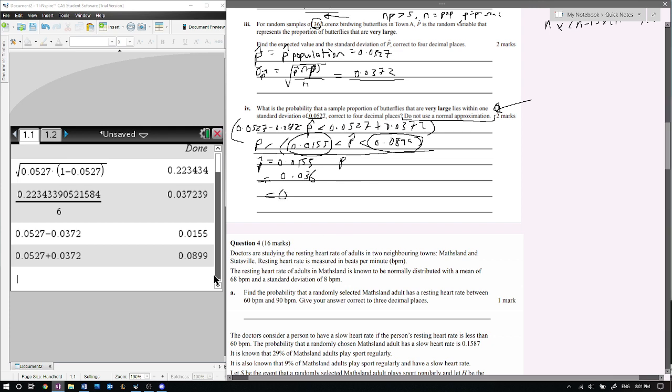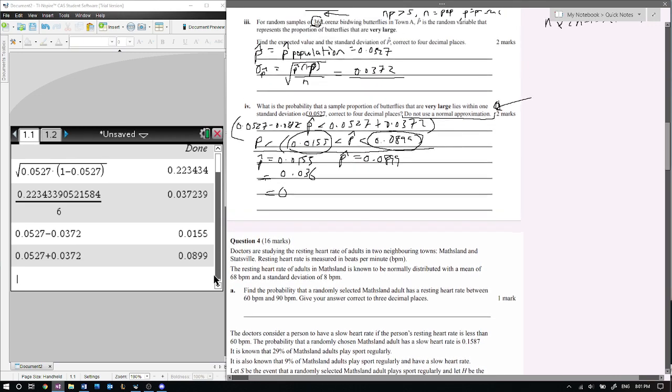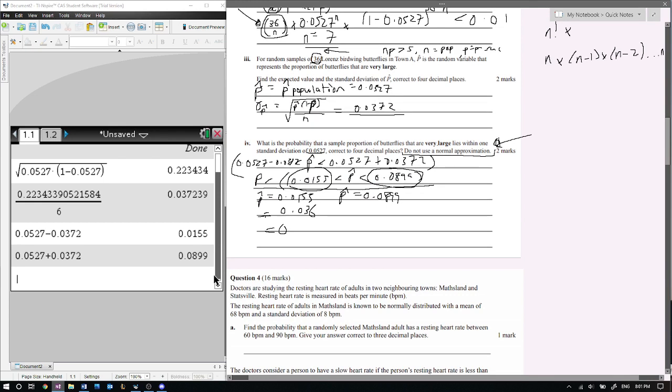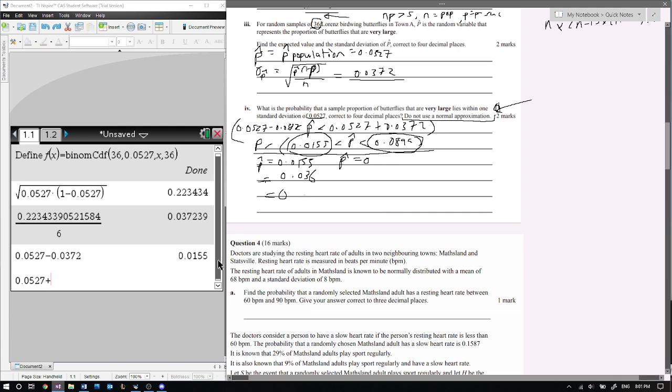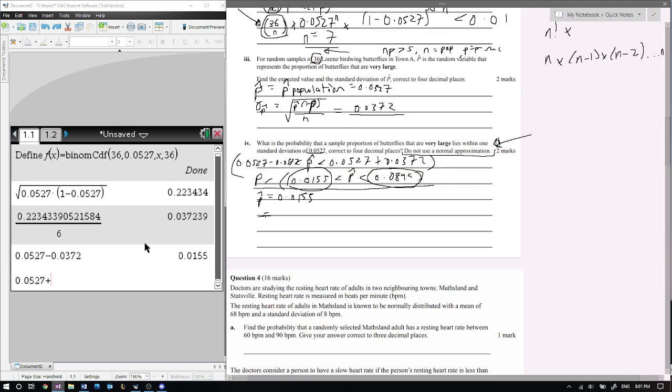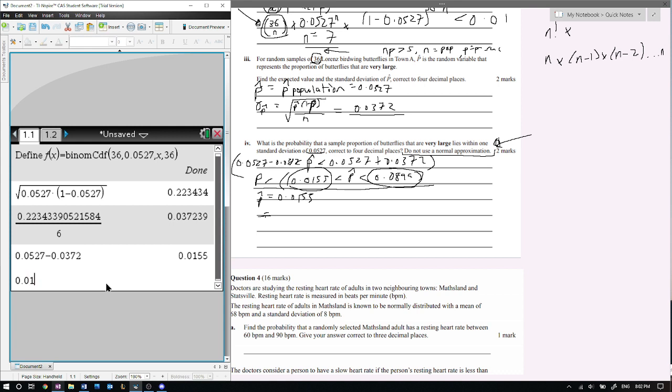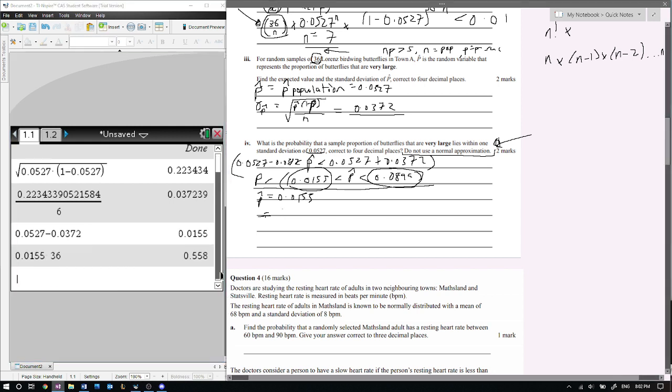And then, of course, with a proportion of 0.0899, the same thing applies. You want to convert that to the actual x value, the actual number of butterflies that are very large. Actually, let me just do this again real quick. I kind of just rounded the last one, but I'll do it exactly so it's more clear. So 0.0155 times 36 equals... Oh, okay, there was my mistake. So that actually is 0.558, so you can round that up to 1. So the actual x value of butterflies that are large with a proportion of 0.0155 is 1.